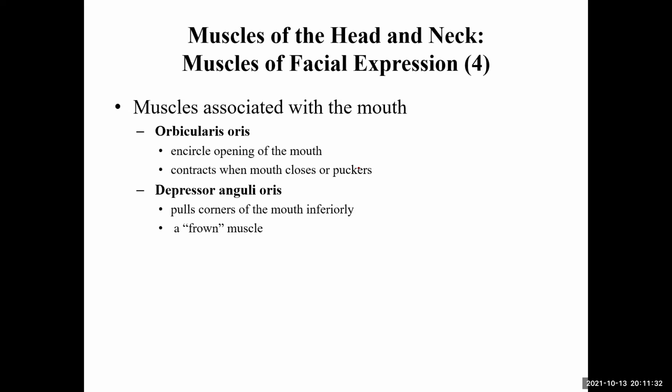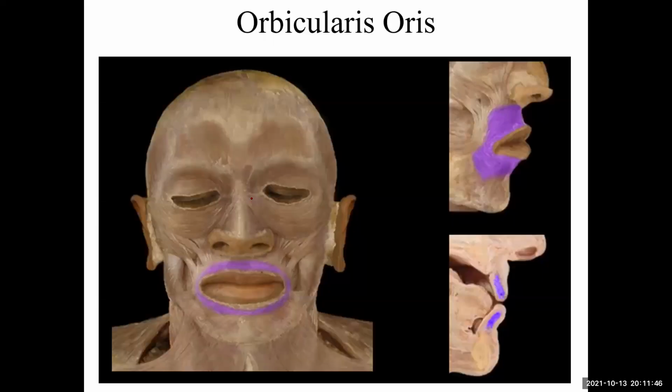Depressor anguli oris. Look at the name of this, depressor anguli oris. It tells you the muscle action in the name. It depresses the angles of your mouth. So it pulls the corners of your mouth down, and it'll cause you to have that frown appearance there.